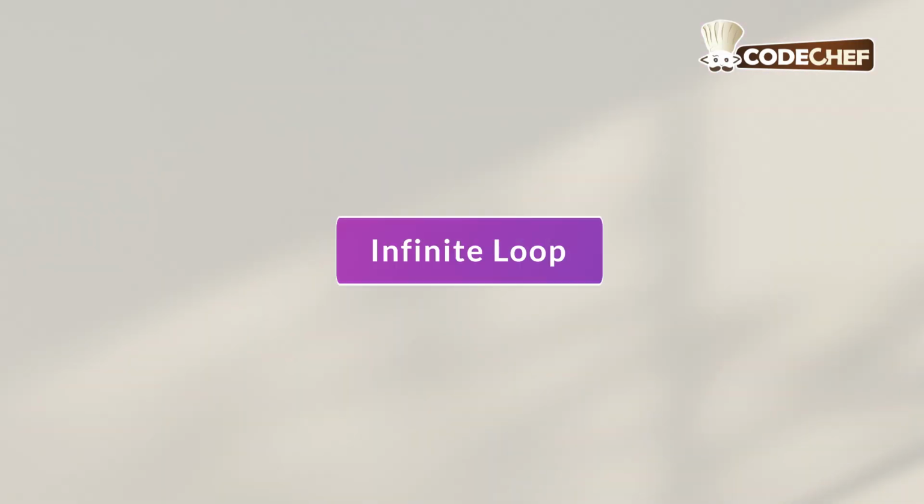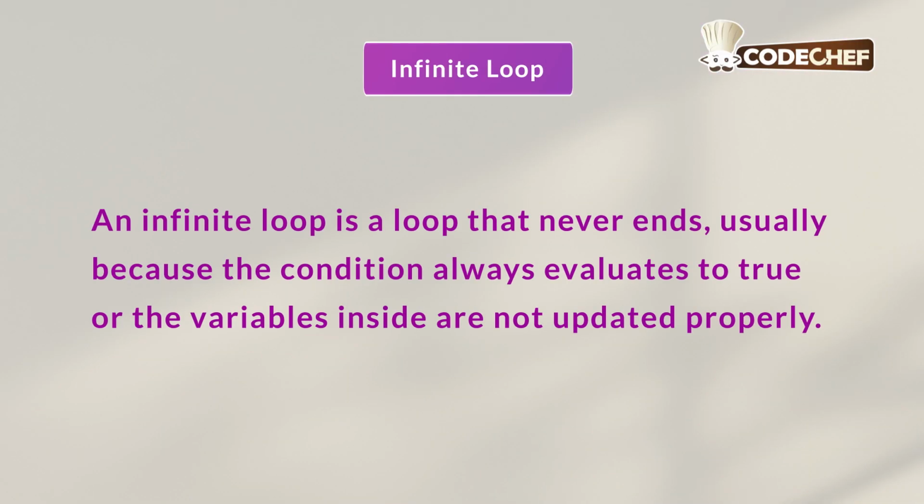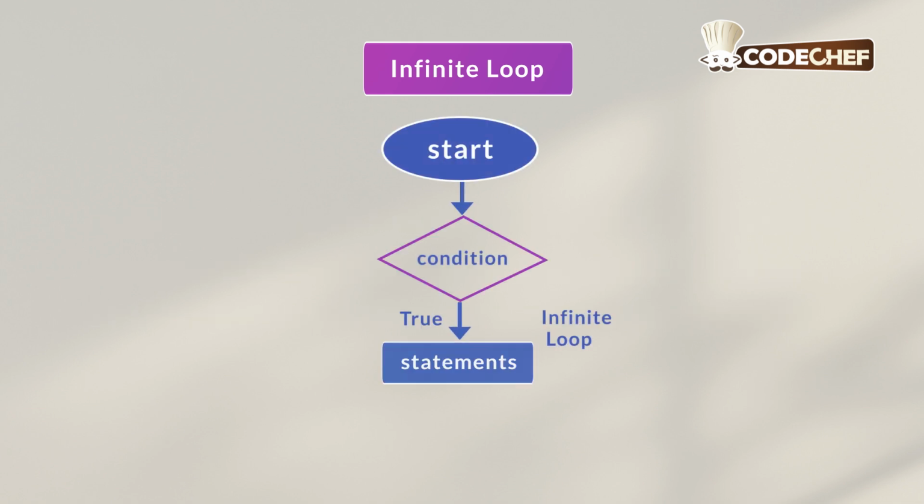The next topic is infinite loop. An infinite loop is a loop that never ends, usually because the condition always evaluates to true or the variables inside are not updated properly. So generally an infinite loop runs due to the mistake of the developer. Sometimes by mistake we write some condition which is always true and the system goes into an infinite loop where the same piece of code is executed repeatedly.